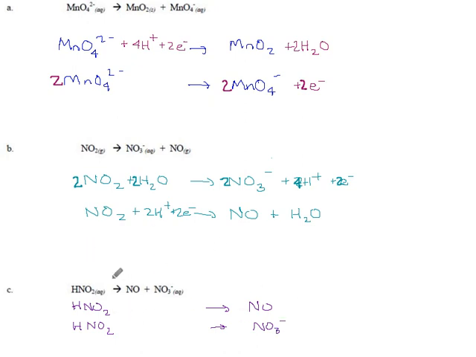All of these contain one nitrogen, so there's no problem with that. Oxygen, two versus one, the right side needs an oxygen, which it gets in the form of water. Two versus three, this side needs an oxygen. Now hydrogen. Two on the right, one on the left. This left side needs one more hydrogen. Three on the left, none on the right.